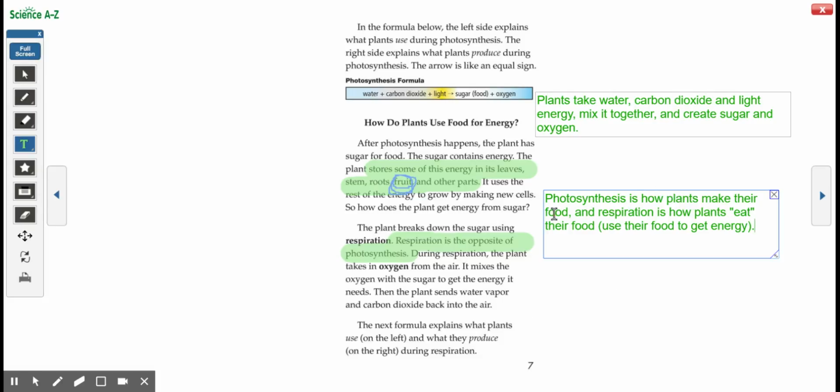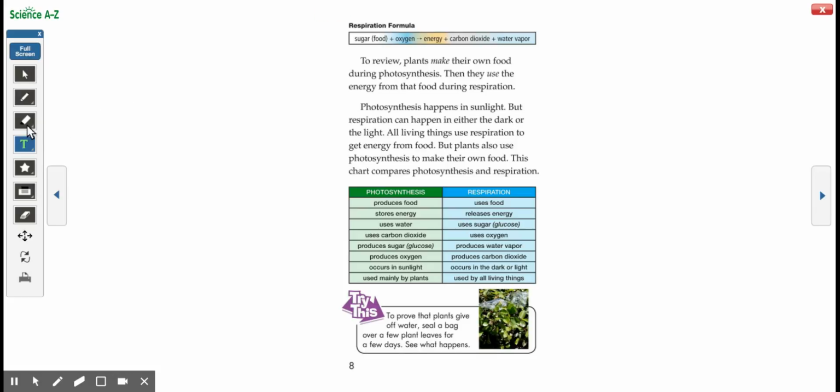This is the key thing you need to know about photosynthesis and respiration. As a review, plants make food during photosynthesis, and then they use energy from that food during respiration. Photosynthesis needs light energy, so it has to happen during the day. Respiration can occur whenever. Respiration is something that all living things use. But photosynthesis is unique to plants because only plants make their own food. We do not make our own food.